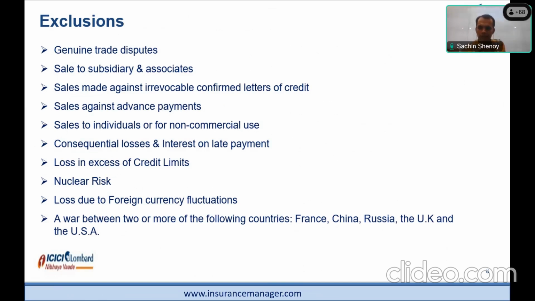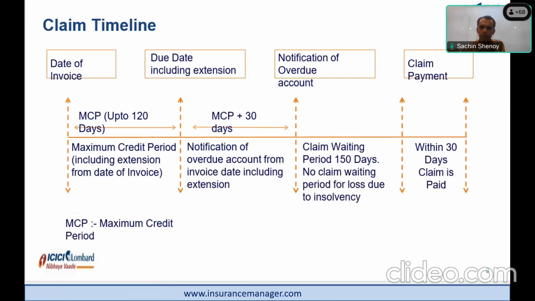Now we can move on to the next slide, please. This is the claim timeline, which needs to be understood in detail. As I told you earlier, the maximum credit period is the timeline within which you are expected to get the money from the buyer. If you are not getting the money in the next 30 days, you file a claim with the insurance company. In case of a protracted default, once you file a claim, there is a 150 days waiting period.